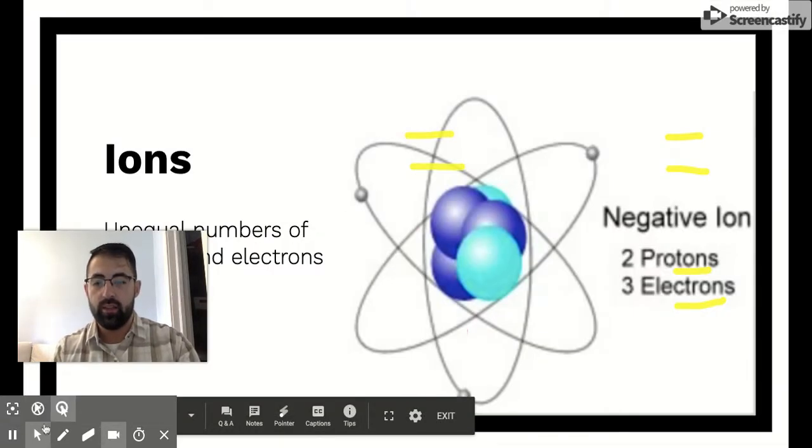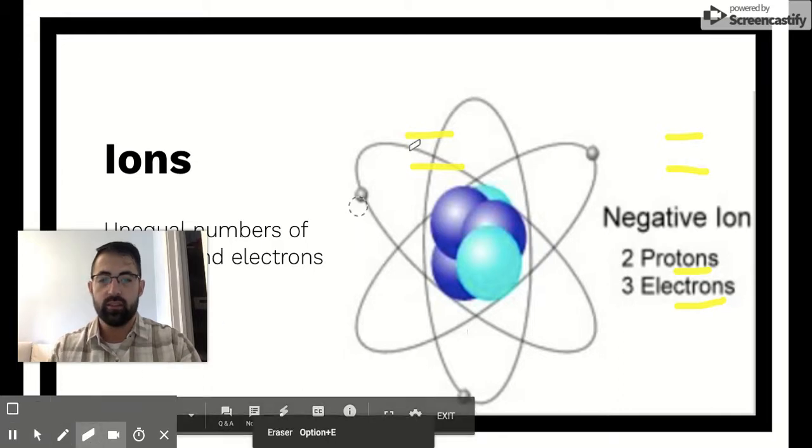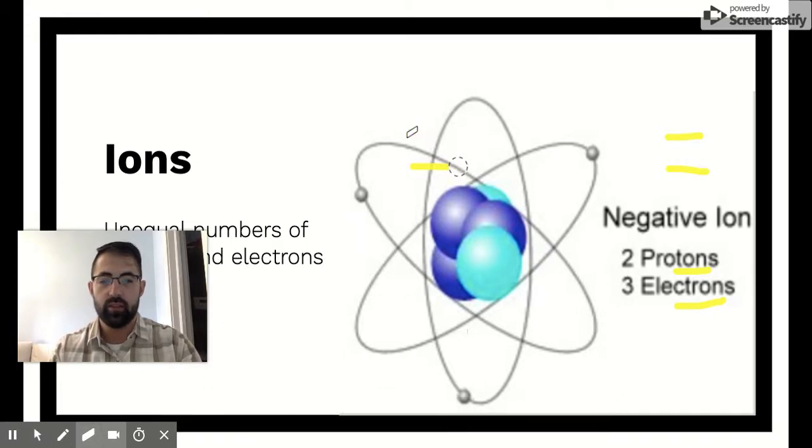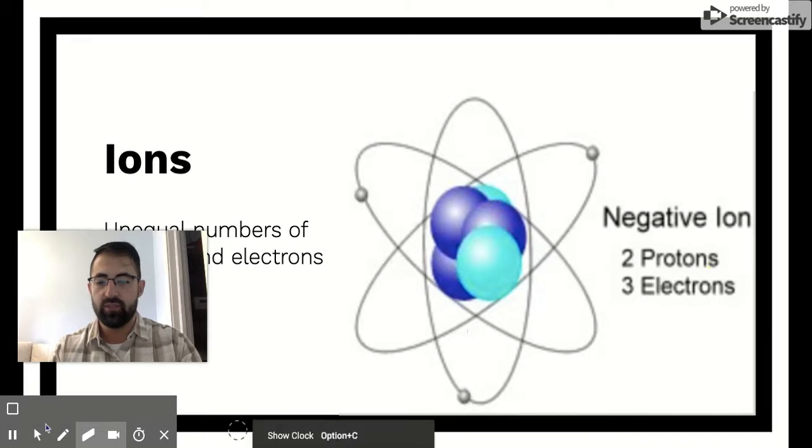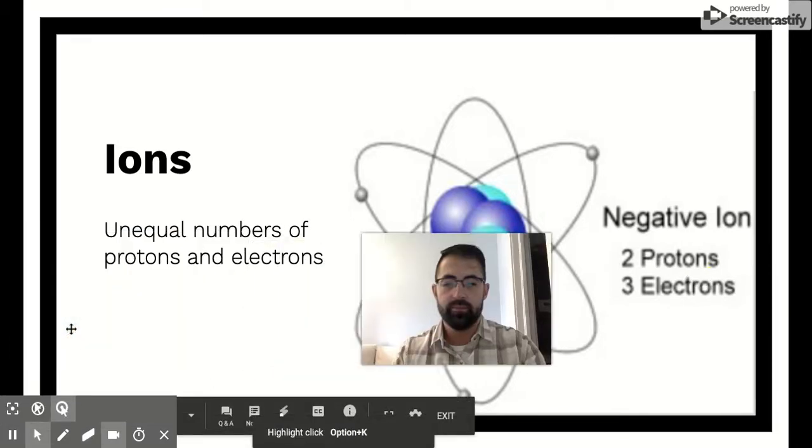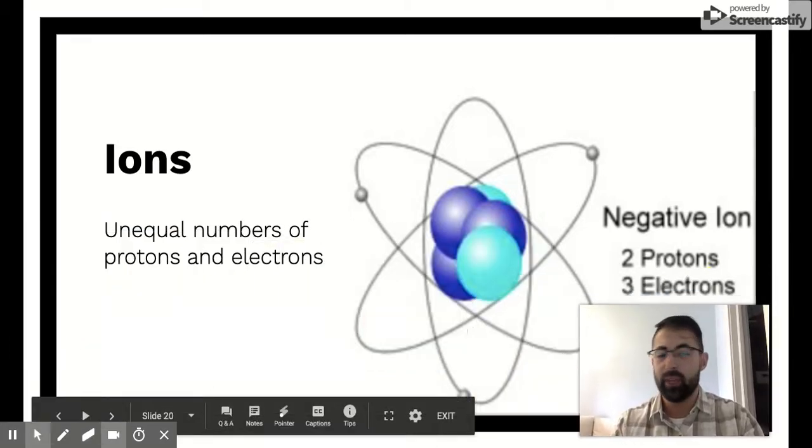Another way that things can change, again, excuse me while I erase my markings, is what are called ions. In this case, and then my picture's in your way again. There's no safe place for me to stand.